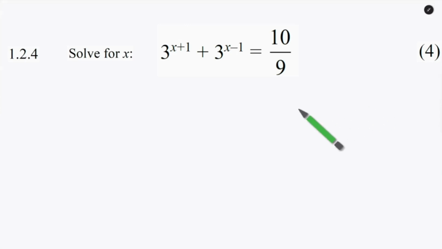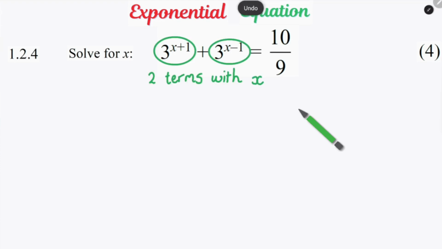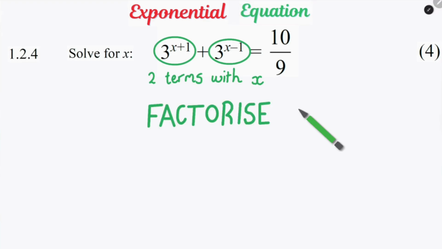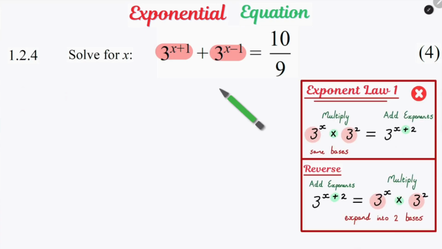Next, we have an exponential equation. And I know that because of where x is. It's in the exponent. So if we take a step further to analyze this, what I'm seeing here is two terms with x, which tells me I need to factorize. But before I factorize, I need to split these up. So we have a look at our powers over here, and we're going to split them up with exponent law 1, but the reverse version of it. So I'm going to split it up into two separate bases, and the first one will have this power, and the second one will have that power.